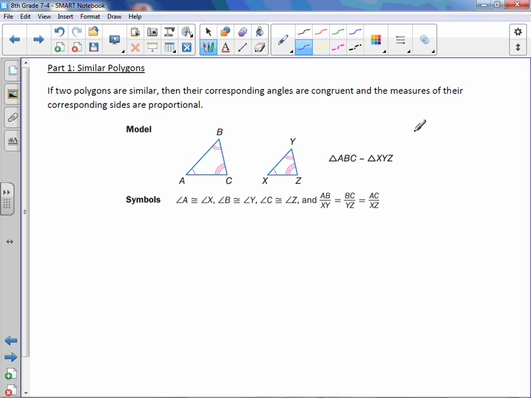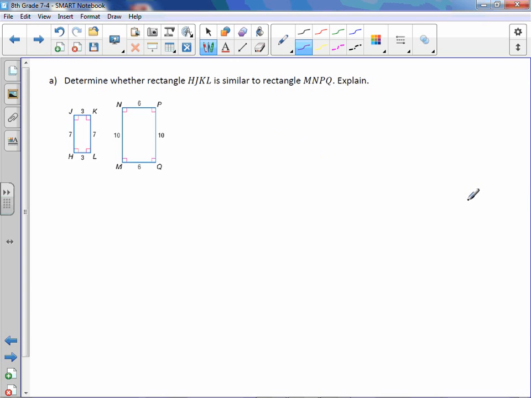If two polygons are similar, then their corresponding angles are congruent and the measures of their corresponding sides are proportional. Both things must apply in order for the two polygons to be similar. So they must both have congruent angles and their corresponding sides must be proportional.